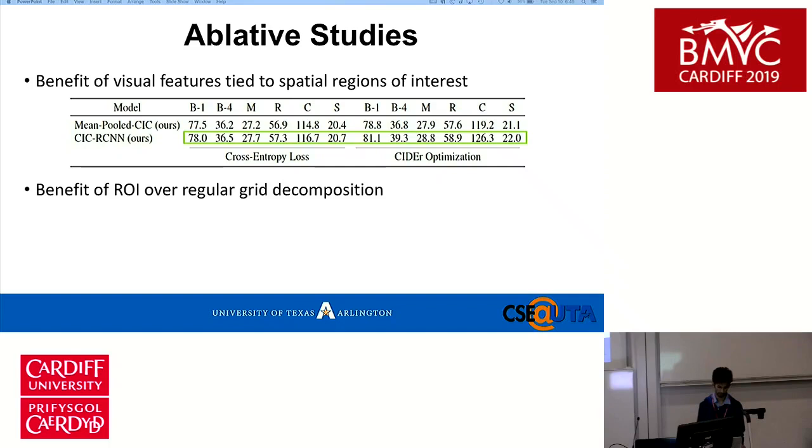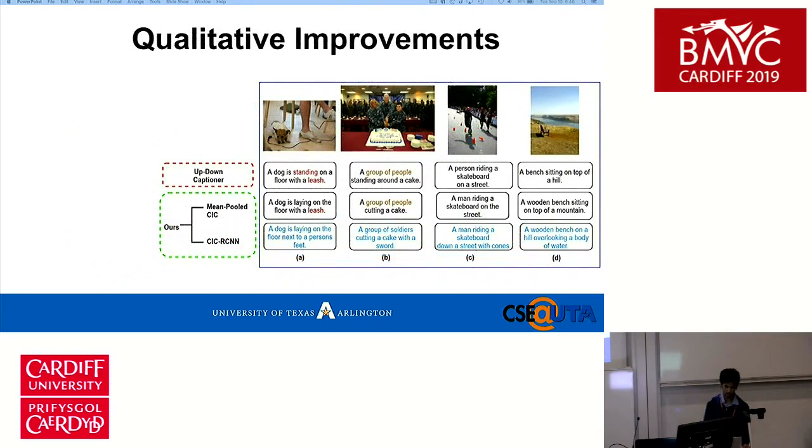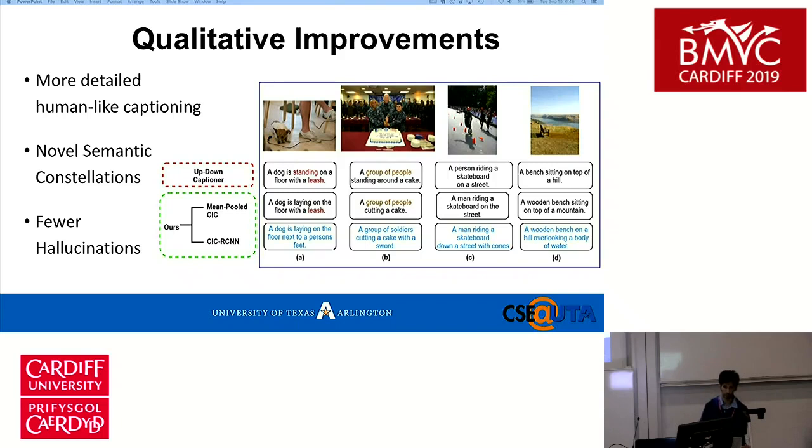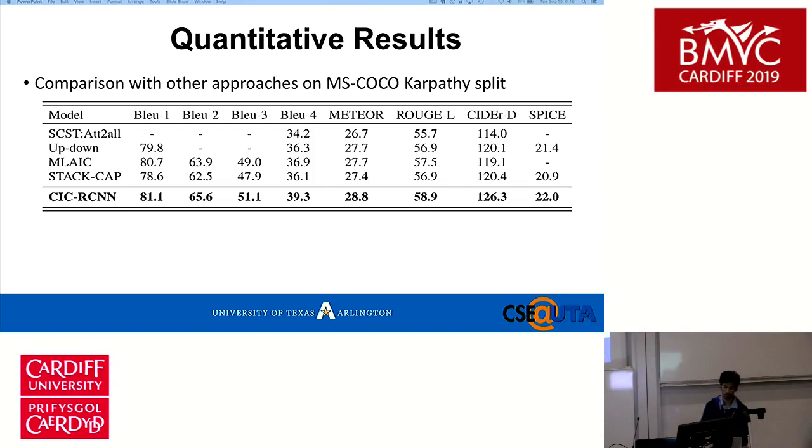Then there's one more ablative study where we compared what happens if, instead of the RPN, we just randomly divide the image into equally spaced 10x10, 100 boxes. And we see the red scores. Then we have the qualitative improvements, where we see how we get fewer hallucinations and more human-like captions. You can see in the last blue block how the captions are more detailed, more human-like, and refined. And then we have quantitative results. We have used both the Karpathy split and the original MS COCO test leaderboard.